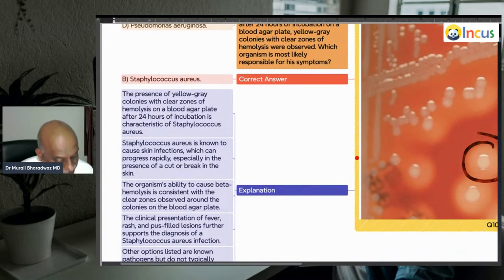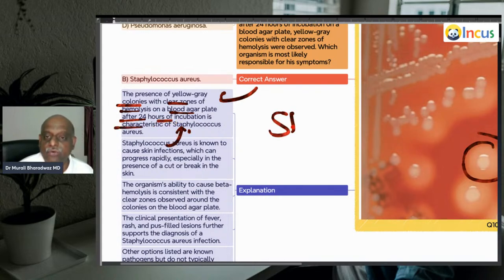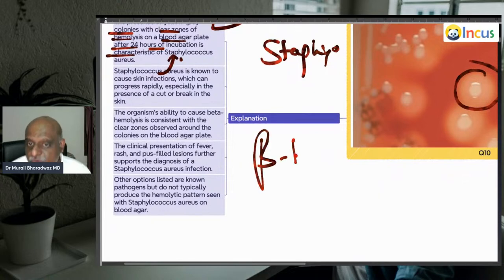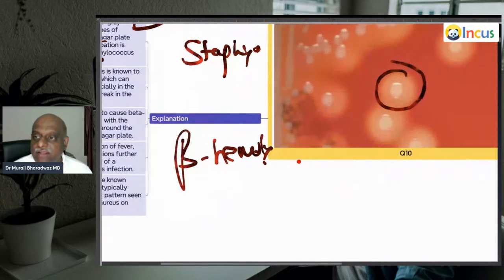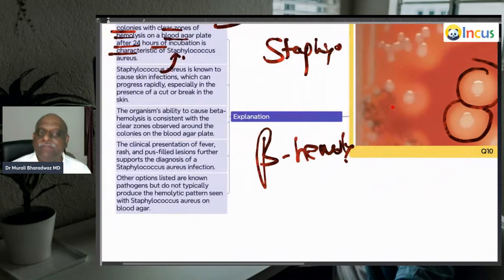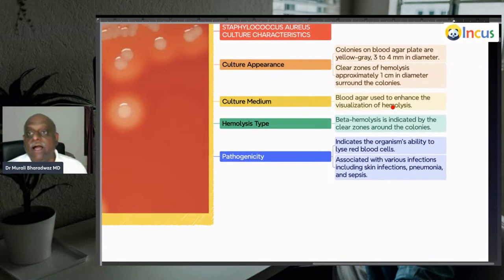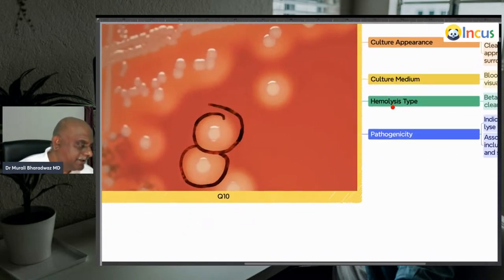So you should remember, doctor, the presence of yellow-gray colonies and clear zones of hemolysis on the blood agar plate after 24 hours of incubation is characteristic of Staphylococcus aureus, is what you need to remember. The organism has an ability to cause beta hemolysis, which is a very important clue, where there is a clear zone of hemolysis. So you should know very well, based on the hemolysis type, alpha, beta, gamma hemolysis, the various organisms have been classified.